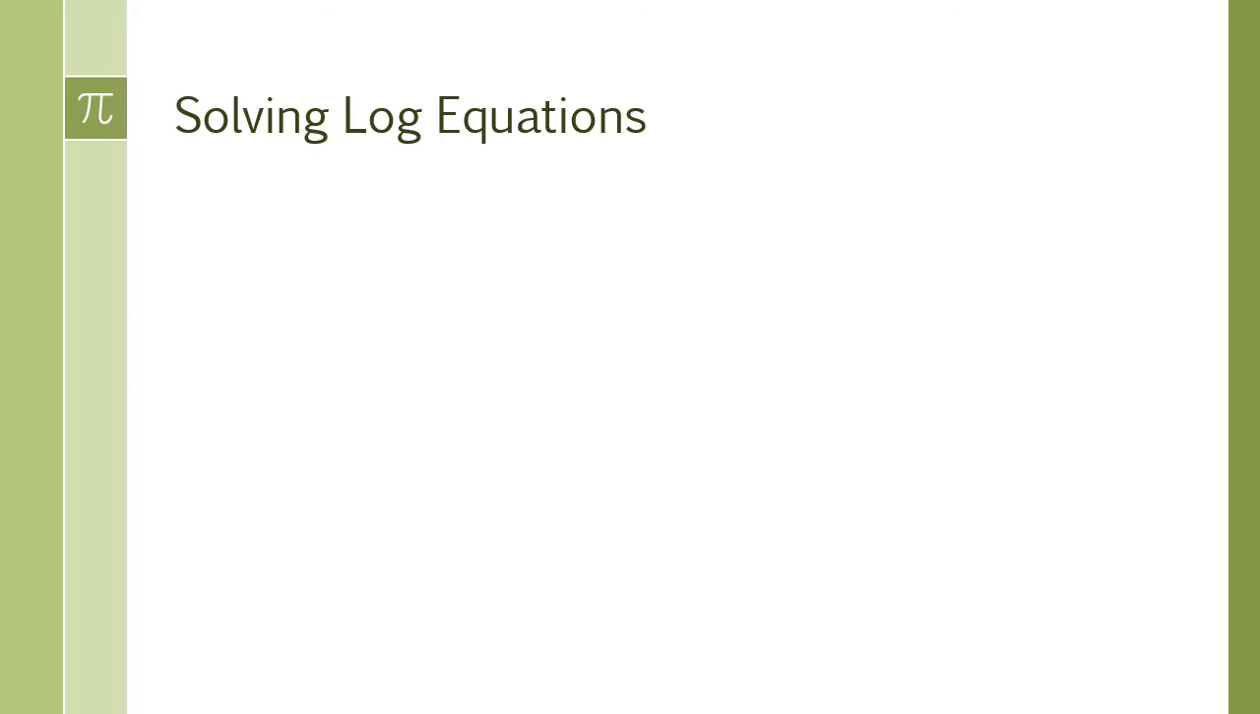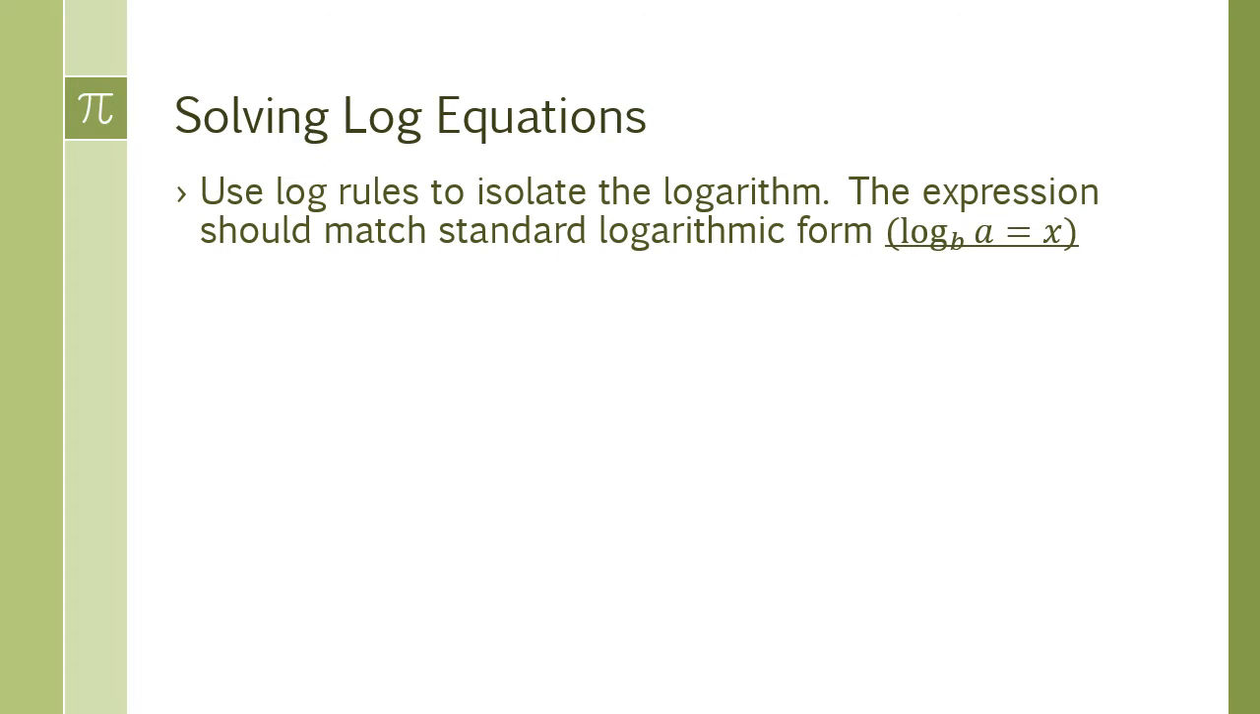So when you're solving log equations, it is pretty much a 5-step process. Step 1 is going to be using log rules to isolate the logarithm. And by that, I mean you should have an expression that looks something like this: log base b of a equals x. It should match standard form. So you may need to combine some logs using the addition rule or the subtraction rule. You may need to take care of some exponents using that coefficient rule. So that's where our skills from lessons 12 and 13 come into play.